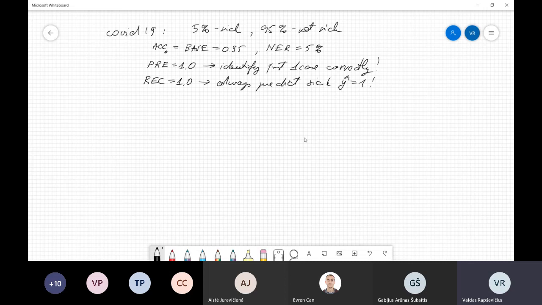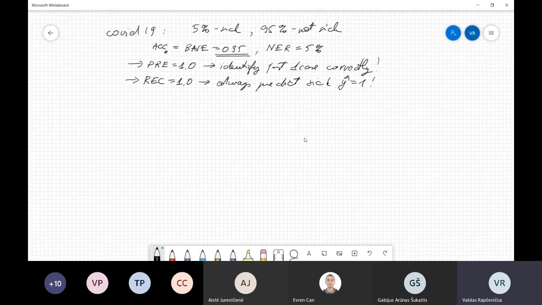So in this case, our system can be very, very good in terms of base accuracy, 95%, right? We can even get the good precision of 1.0 by identifying just one case correctly, or we can get a recall equal to 1.0 if we always predict 1. So this way we can trick the system, right?